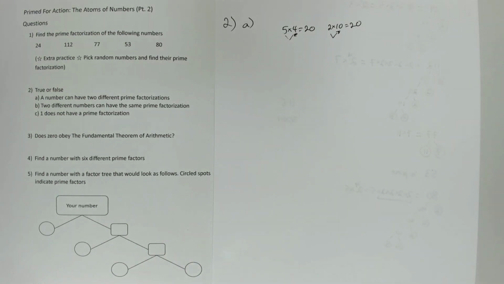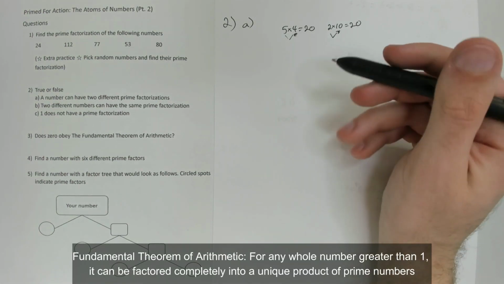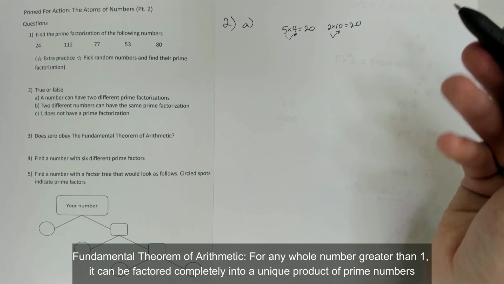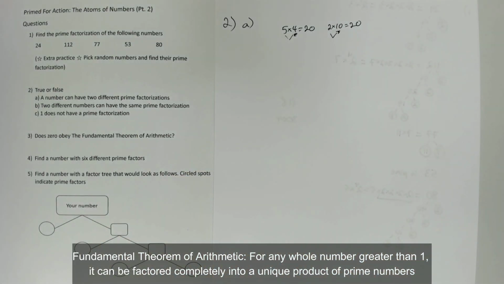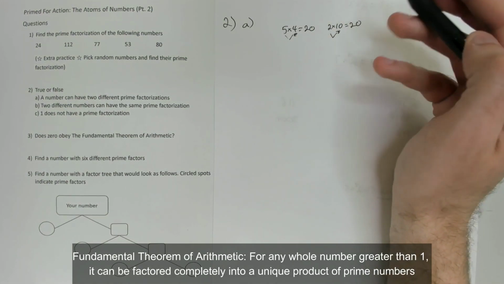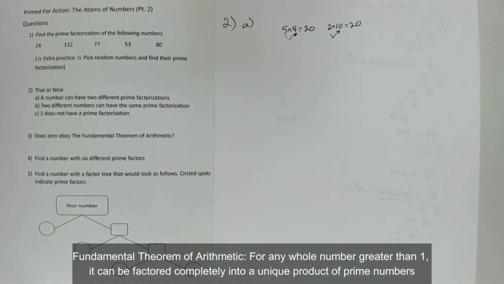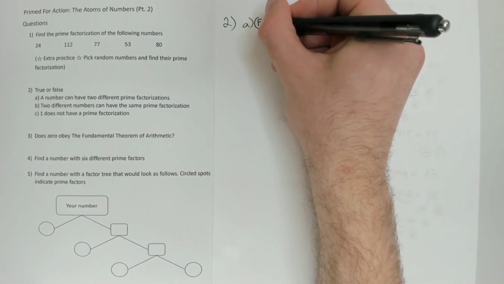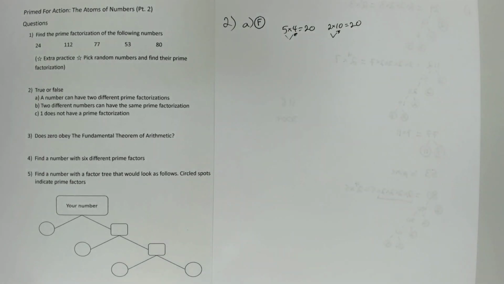And for this, we need to go back to what the Fundamental Theorem of Arithmetic actually states. So if you recall, the Fundamental Theorem of Arithmetic states that for any whole number greater than 1, it can be factored completely into a unique product of prime numbers. So it says a unique product of prime numbers. So unique means that there's only one possible collection of prime numbers that gives me that number. Any other collection of prime numbers is going to give me a different number. All right, so that means A has to be false, because having 2 different prime factorizations would mean that your prime factorization is not unique.